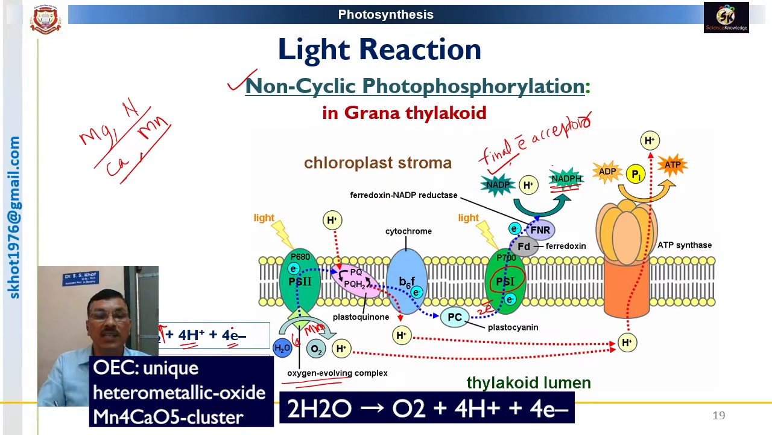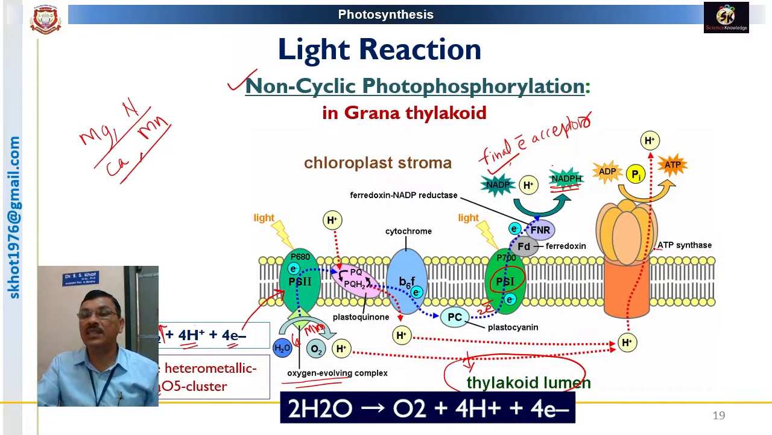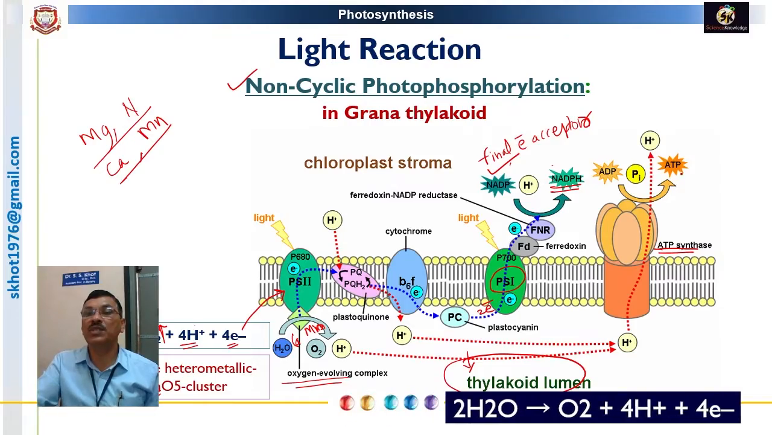Electrons will be produced from this. These electrons will go to photosystem 1 and then later be transferred to the electron transport chain for non-cyclic photophosphorylation. These protons get accumulated in the lumen. And finally, when these protons are pumped through the ATP synthetase complex, they will produce ATP.